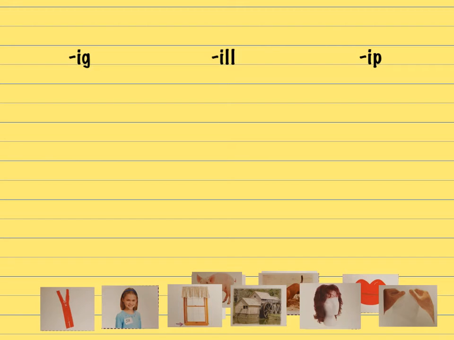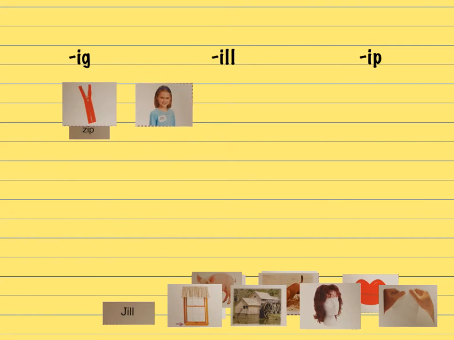In this sort, you will be sorting words that have the short I in the middle. You'll have the IG, ig family, ILL, ill family, and IP, ip family. Looking at our pieces, this is a picture of zip and the word zip.